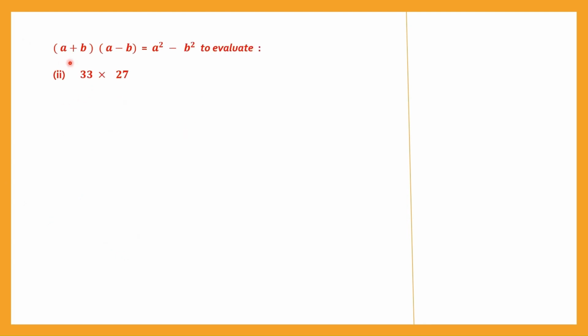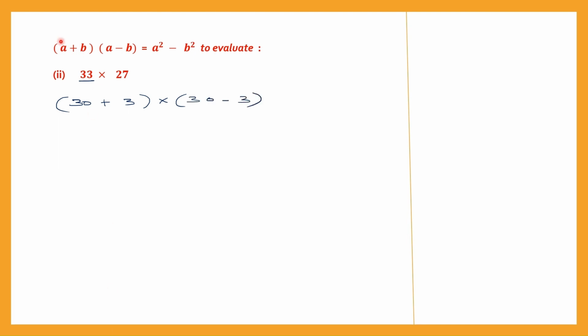Question 2, again we have to apply this formula to evaluate this. So here we have 33 into 27. Like I said, first get the addition. So 33 can be 30 plus 3, isn't it? So let's write that. 33 is 30 plus 3 into, now 27, can we use the same thing here? Here we said 30 plus 3. Can we say 30 minus 3? You will get 27. Okay, so that is 30 minus 3.